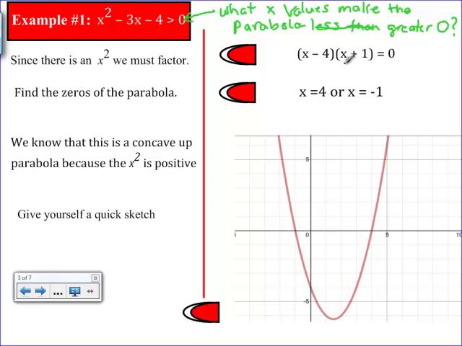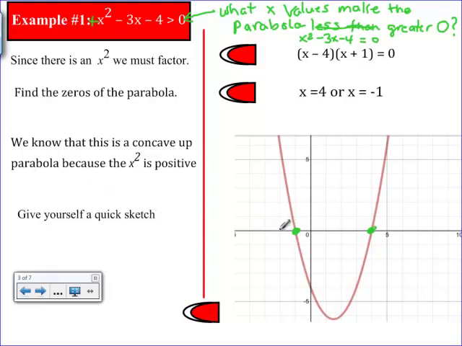All right, now I'm going to show you the long way to do it. Since there's an x squared, we factor. So I took my equation, x squared minus 3x minus 4, set it equal to 0, and factored it. So I know now that when x is 4 or x is negative 1, my parabola equals 0. Since this is a positive, I know I have a happy parabola. Again, you can get this picture by just drawing it on your graphing calculator also. So here's my quick sketch.